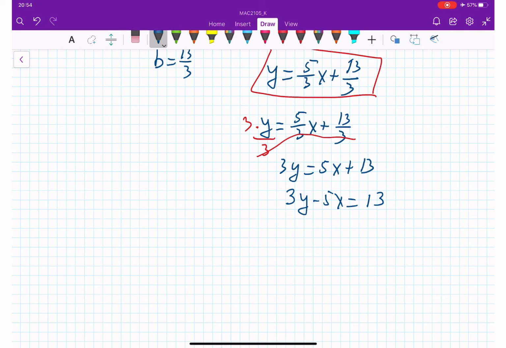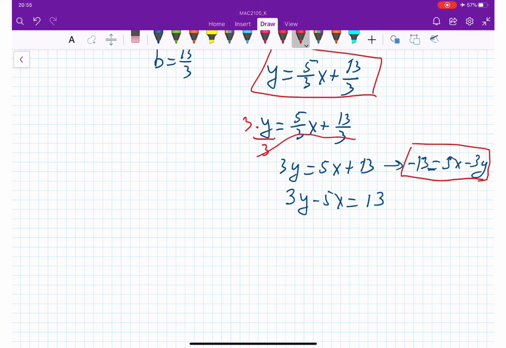Or from here you can move 13 to the other side, and it will be negative 13 is equal to 5x minus 3y. So either way. This one is easier and I like it, but if the answer won't take it, it should be this one. I would recommend to put it down this way because I saw the answer in this format. Put it in this format, okay?